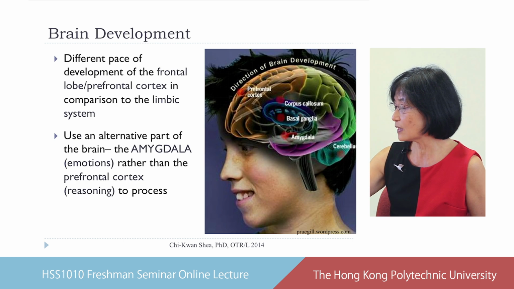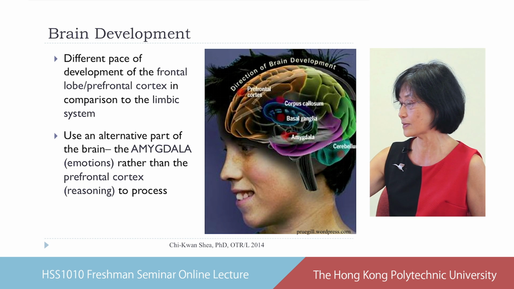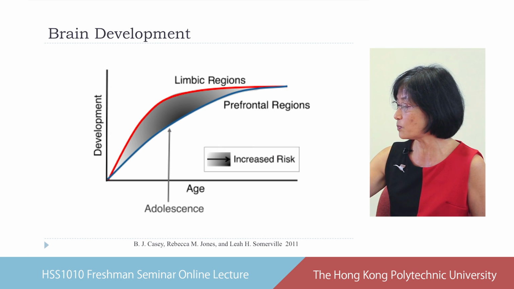The pace of development in different parts of the brain varies, and the amygdala develops before the frontal cortex during adolescent years. That means an adolescent would tend to use emotion rather than reasoning to process stimuli. As you see in this graph, the limbic region of the teen's brain is more developed than the prefrontal region, which might increase the teen's risk in decision making.